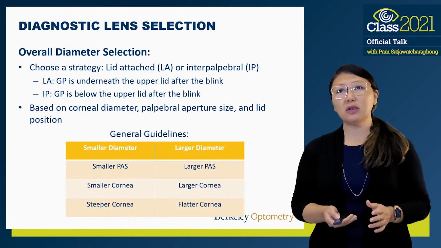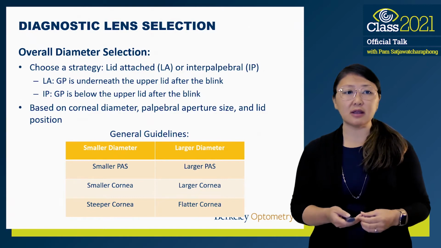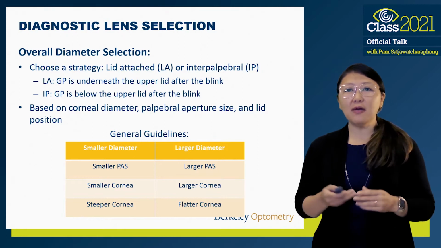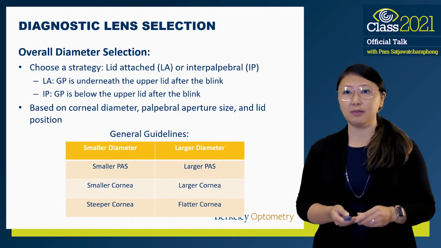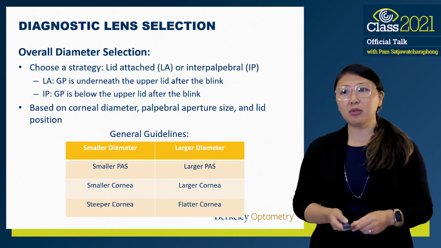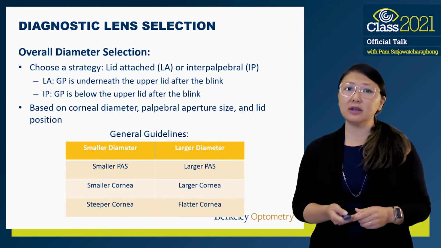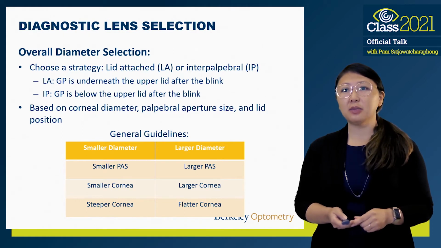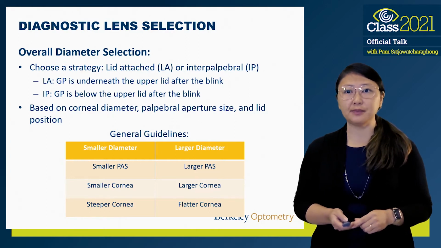So when you're choosing your first diagnostic lens to put on, what are some of the considerations that you need to have? One is overall diameter. So I will often look at the patient and try and choose a strategy that I think will be successful with them. So do I want a lid attached fit, or LA, or an interpalpebral fit, IP? So an LA fit is where the GP is still underneath the upper lid after the blink, versus an IP fit, the GP is below the upper lid after the blink. So it is within the palpebral aperture.